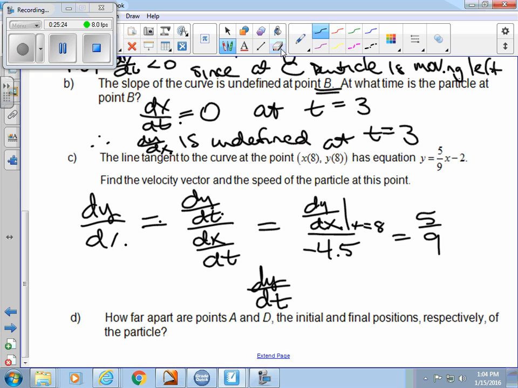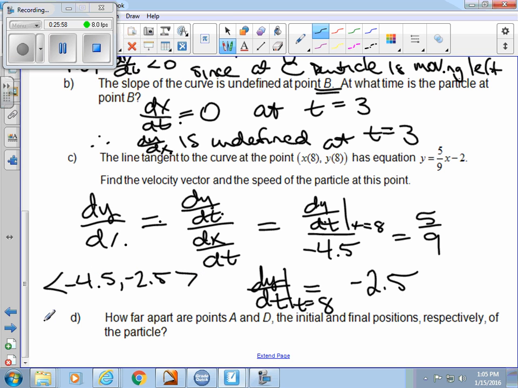Oh, and I have a typo there. That's a dx, not a d, or a dt, not a dx. I said it right, but I didn't write it. So dy over dt is negative, did you say negative 2.5? At t equals 8. So the velocity vector at time 8, remember I only want at time 8, is negative 4.5, negative 2.5. Everyone agree with that?